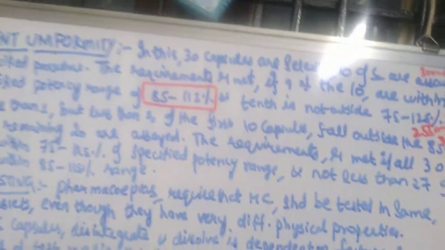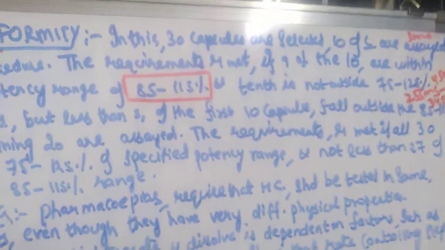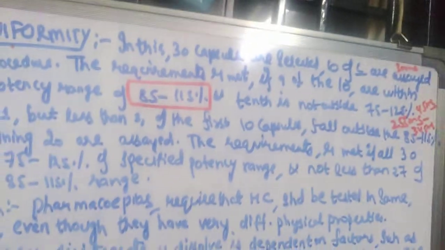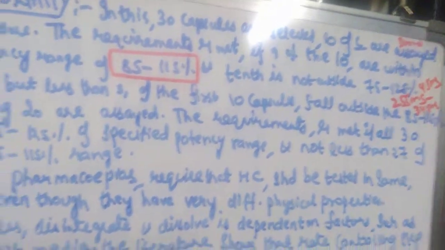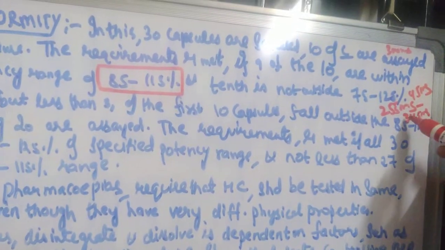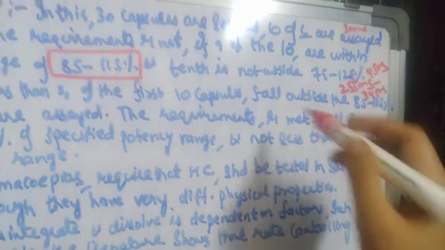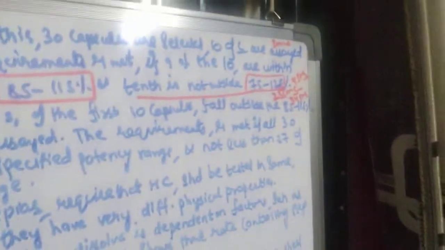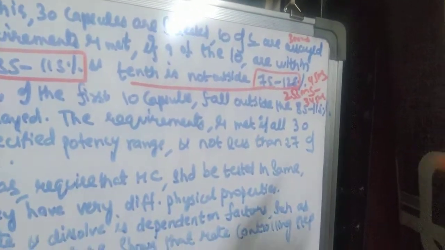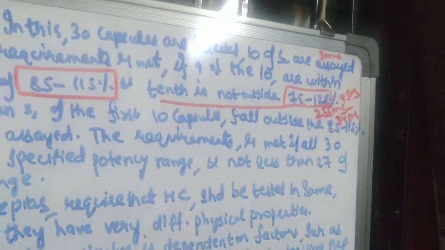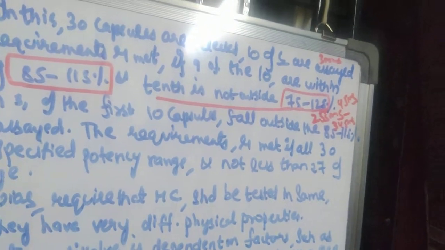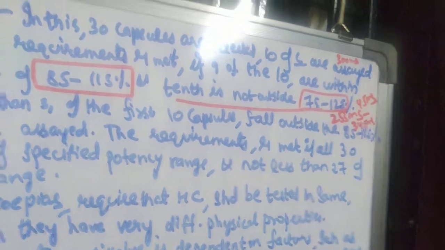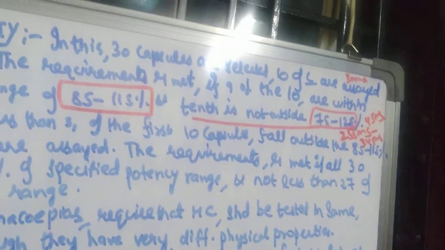So if the label says the capsule contains 300 mg of active ingredient, whatever result you get from the assay should be within the range of 255 mg to 345 mg, and the 10th is not outside 75% to 125%. 75% is a huge difference. 75% means you deduct 25% from 300 mg. If you deduct 25%, that is 75 mg, so it becomes 225 mg. If it contains less than 225 mg, then it is not acceptable, right?